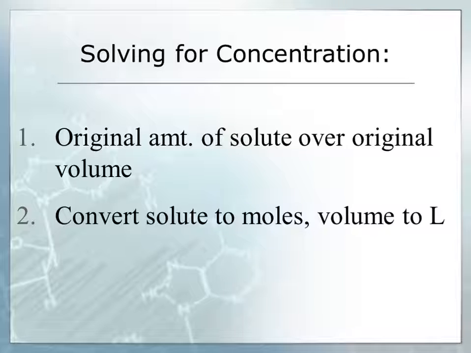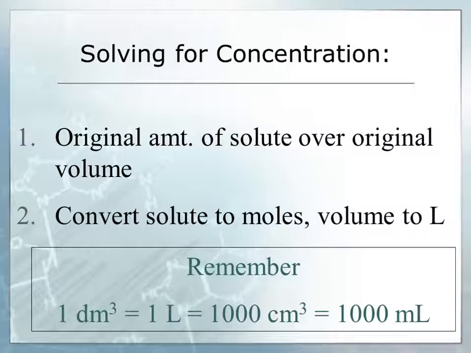When we solve for concentration, we will be given a starting amount of solute, usually in grams, because that's how we would measure out a solid reagent that we are going to be dissolving to make a solution. And we will also be given a final volume for that solution. And so we start by putting the original amount of solute over the original volume, and then we take that ratio and we simply convert each of those units into the necessary units for amount of solute and volume, moles and liters respectively.